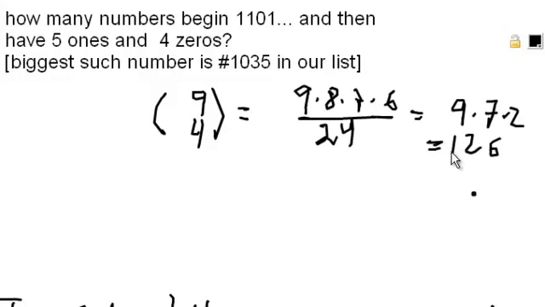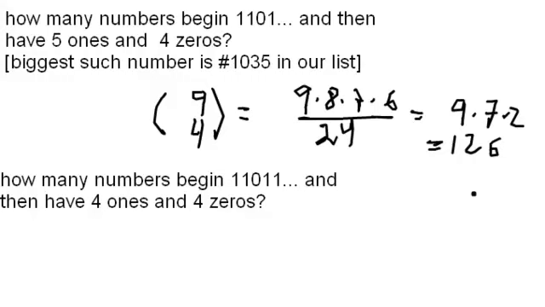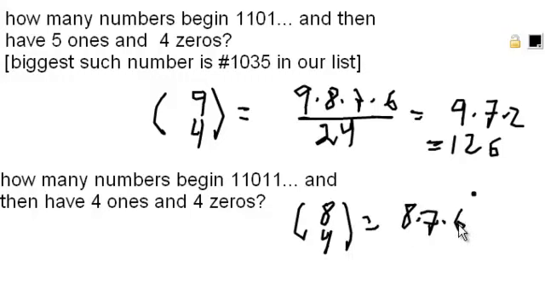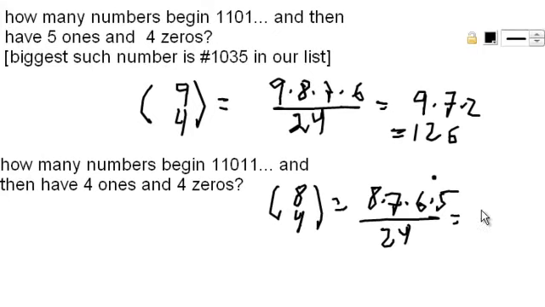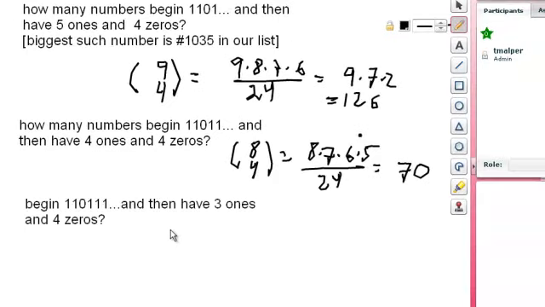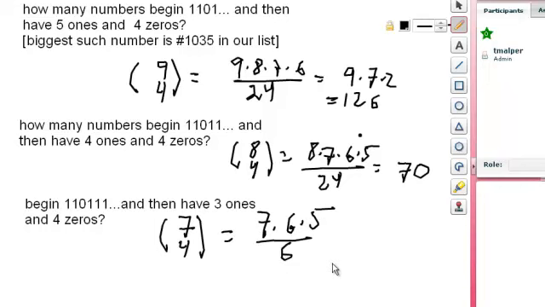But now the next question is, what if I start with a 1? That is, let's look at all the numbers that start 11011. And again, the biggest one is number 1035 in our list. So this is going to be 8 choose 4, which is 8 times 7 times 6 times 5, all divided by 24. And once again, this is going to be 35 times 2, which is 70. Ooh, we're getting close. And so now let's try one more. We'll start 110111, and now we'll have 3 ones and 4 zeros. Well, that's 7 choose 4, or 7 choose 3. It's 7 times 6 times 5 over 6, or 7 times 6 times 5 times 4 over 24, either way. And that's 35.